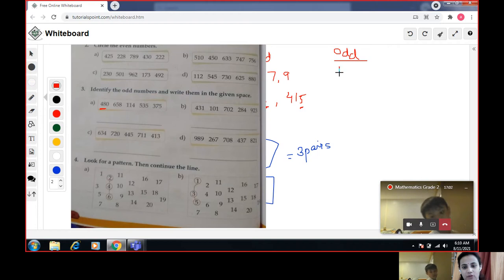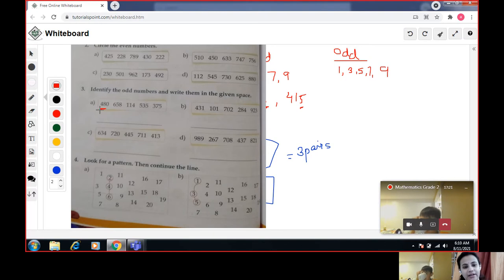For the odd number, the ones place digits are 1, 3, 5, 7 and 9. These numbers are there in the ones place if the numbers are odd.